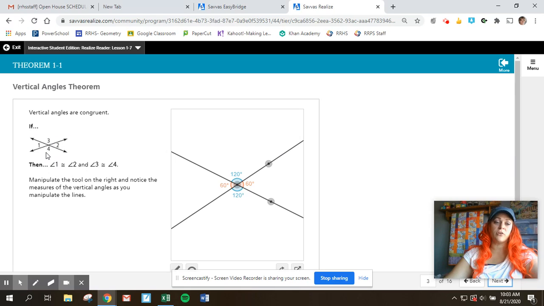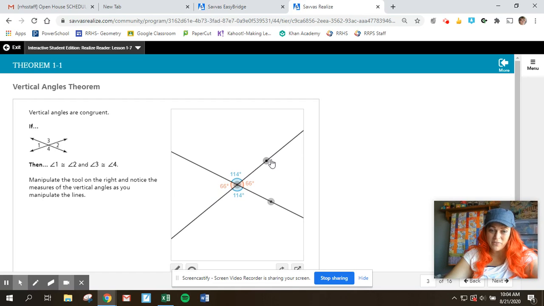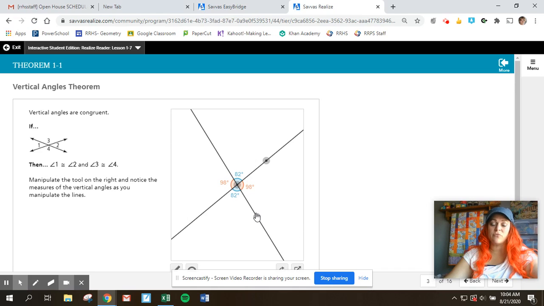3 and 4 are across the vertex from each other. They will also be the same. So as you manipulate here, do you see how it's 60 and 120? No matter what you do, opposite angles, those vertical angles across from each other, they're still going to be the same no matter how I move it. See how they're always the same? You can move this one. So vertical angles are always congruent or always the same measure.